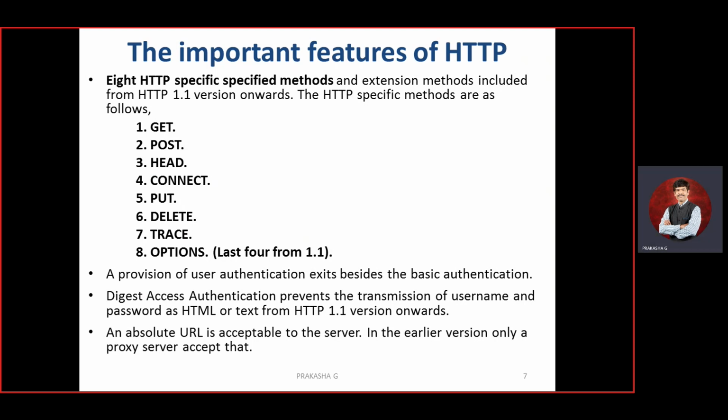Head, the header of that one. Connect. It should connect to a particular portal. Put. I want to put something. Delete. You can delete it. Trace. You can also trace where exactly it is available. Some options. So what are the HTTP headers I have shown? It was showing all these values. Get, post, head, connect, put. So there are 8 HTTP specified methods, and extension methods included in HTTP 1.1 onwards. The HTTP specific methods are these.